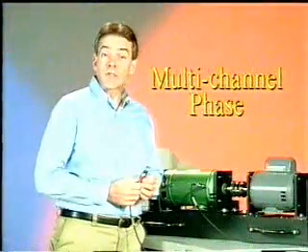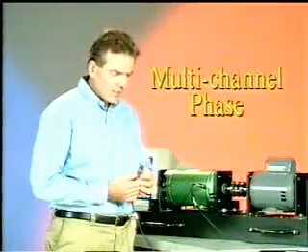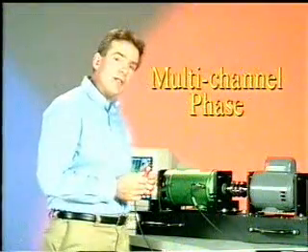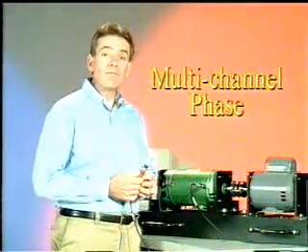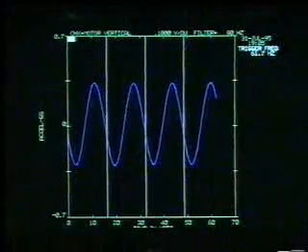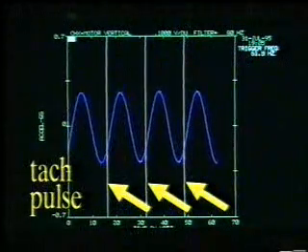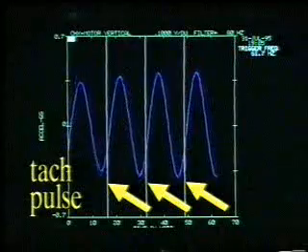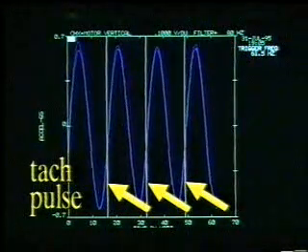Multi-channel analyzers can perform the same functions as a single-channel analyzer and more. They have the ability to track and display two signals at the same time and then compare them, even drawing a phase comparison between the two. Earlier in this program, we used a multi-channel analyzer to display the tach pulse directly on the waveform. As we roamed the machine with the sensor, we could see clearly the phase change from point to point.